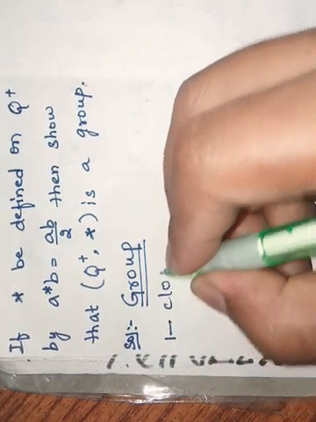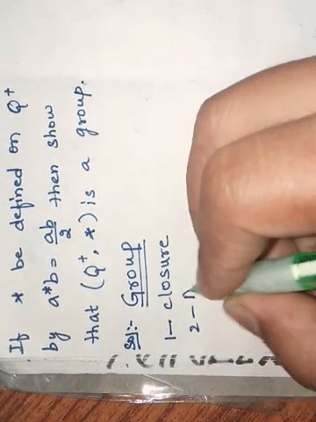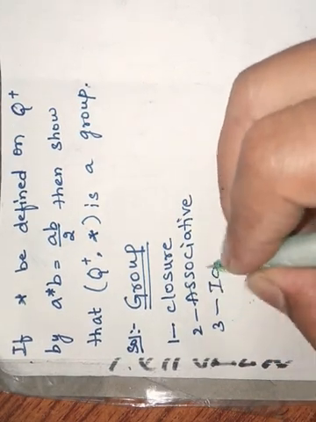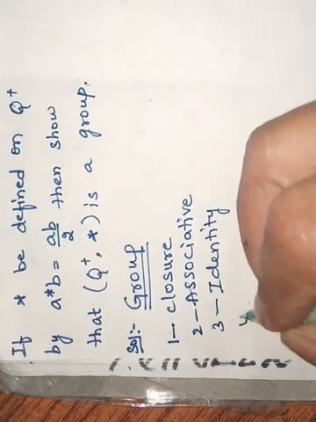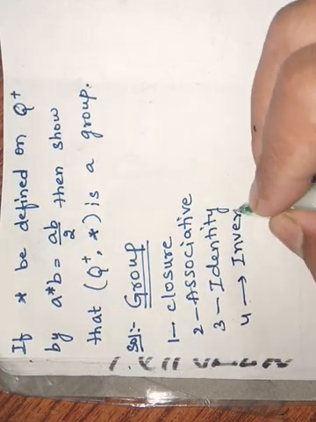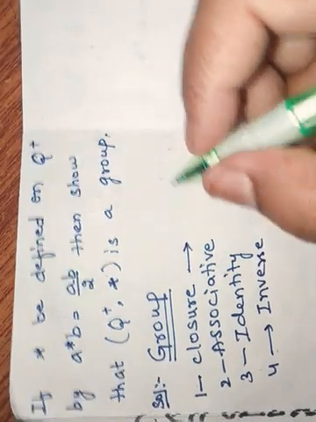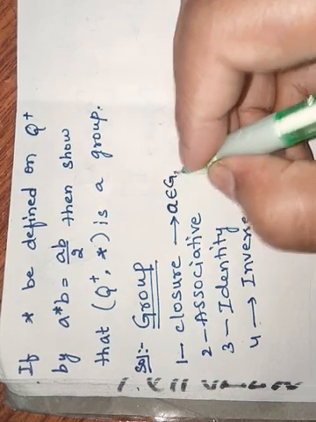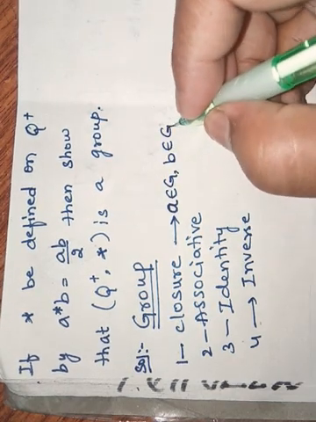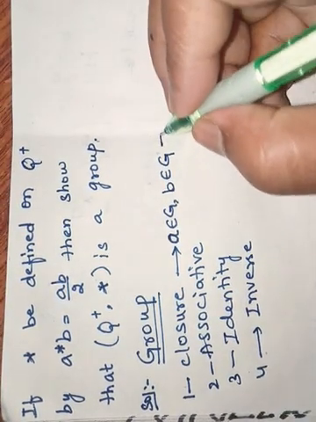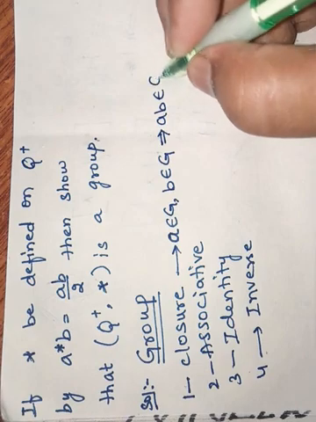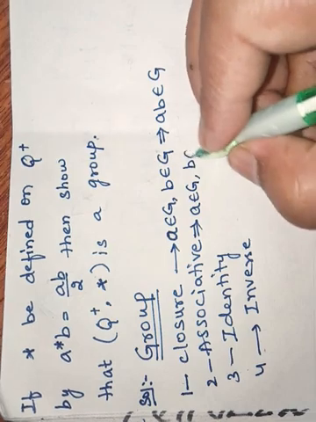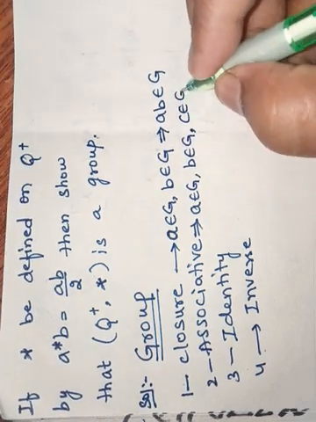First is closure, associative, identity, and inverse. The closure property is nothing but, suppose there is an element A that belongs to G and B is an element that belongs to the group, then the closure property states that A star B belongs to G.